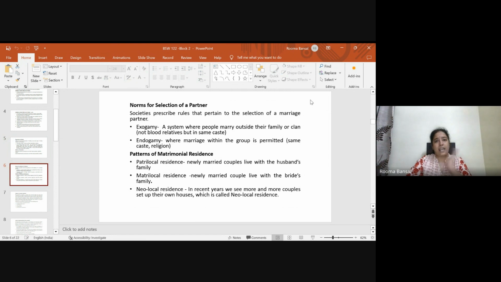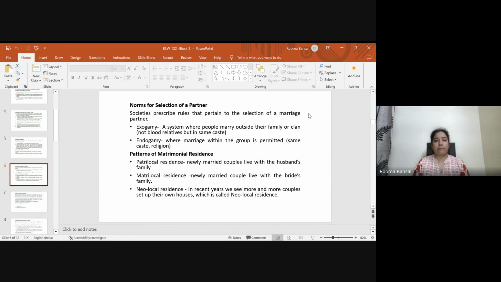As we move to our next point, norms for selection of a partner. Societies prescribe rules that pertain to the selection of a marriage partner, because after marriage a female and male come into the institution of family. Then they have certain selection criteria. This is for male also and female also. Here nobody is one up, everybody is equal. The same rights a boy has, the same rights a girl has.